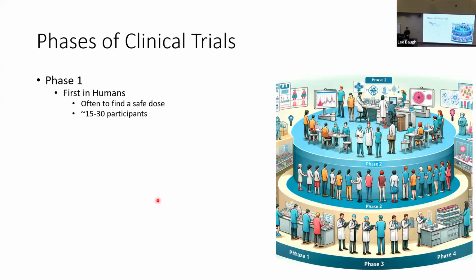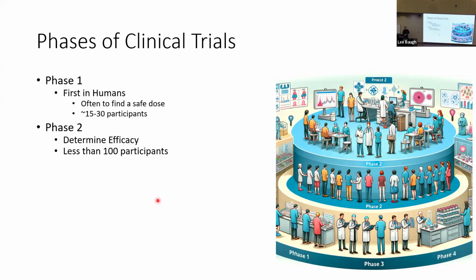So a phase 1 clinical trial is typically the first in humans, and the purpose is often to find a safe dose. So this is done with smaller numbers of participants, typically 15 to 30, again, really dependent on the specifics of the drug that you're studying and the number of people that your power analysis says are required to see a difference here. But it's really just to find out how safe this medication is in humans. Of course, this will take place following animal work, typically.